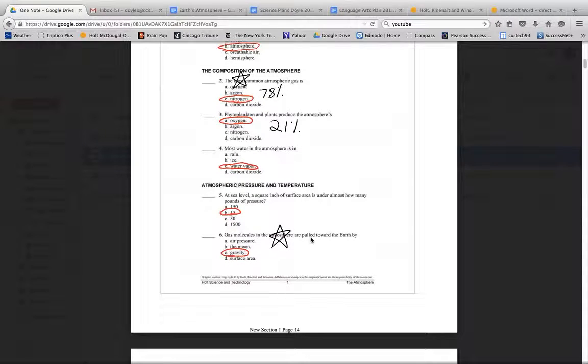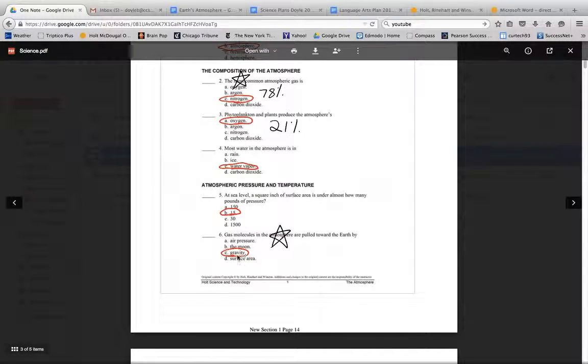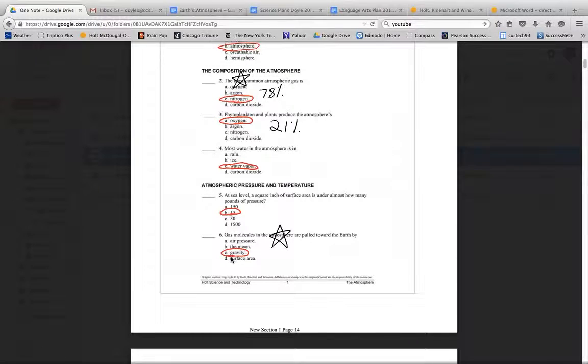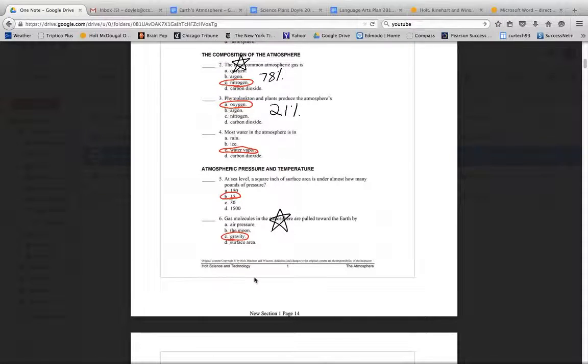Gas molecules in the atmosphere are pulled toward the Earth by gravity. So the same thing that keeps us standing on the Earth and not floating off into space is the same thing that keeps the atmosphere from floating away. The gravity of the Earth is holding the atmosphere close to Earth.